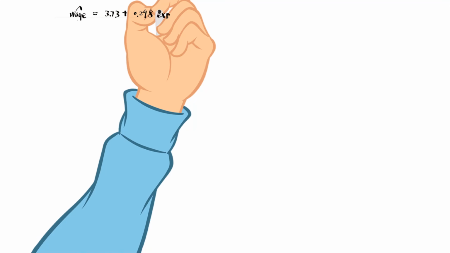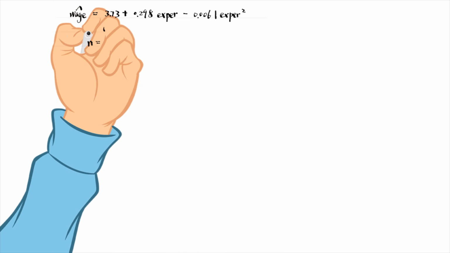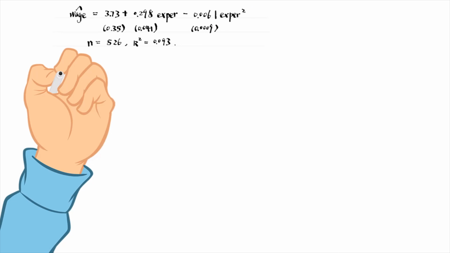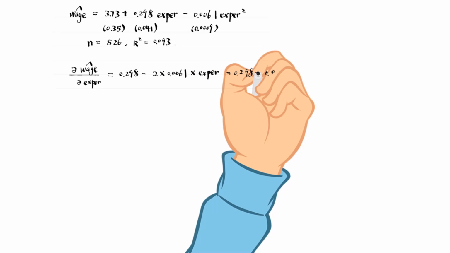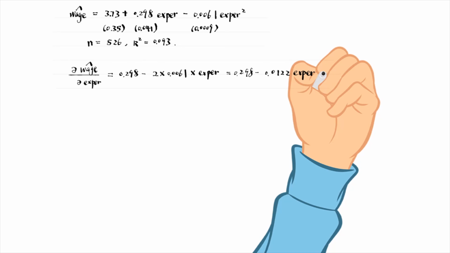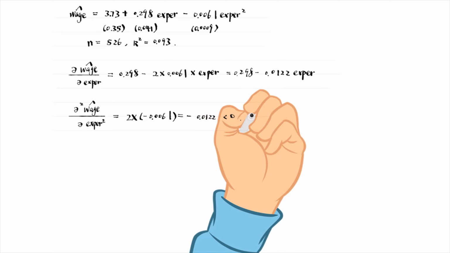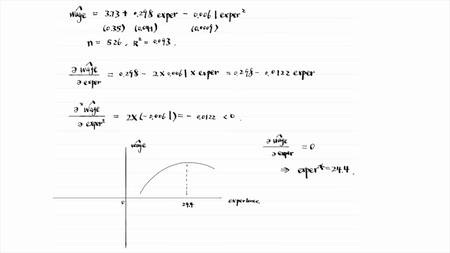Let us have a look at the model that relates hourly wage to workers' experience. The model contains the quadratic form of experience. The marginal effect of experience on hourly wage is as follows. It depends on experience. Since its second derivative, 2 times beta 2 hat, is negative, the marginal effect is diminishing. The fitted curve bends downwards.